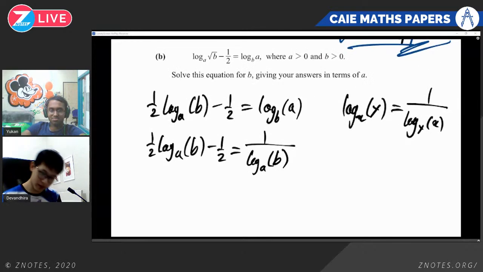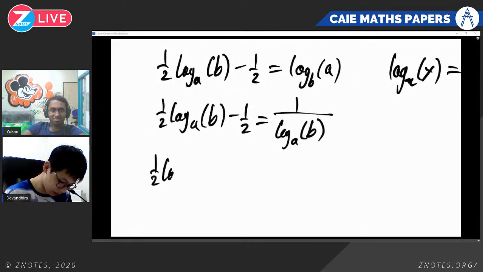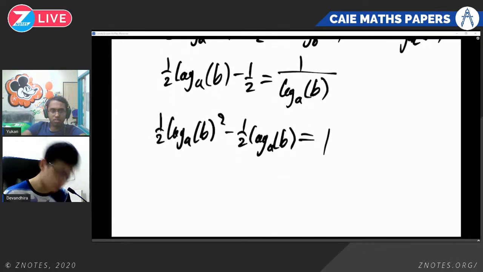Is everything okay so far? Yep. All right. We can multiply log a of b both sides. We have half log a of b squared. Don't forget the square there. Sorry, this takes a while. And how can we solve this?